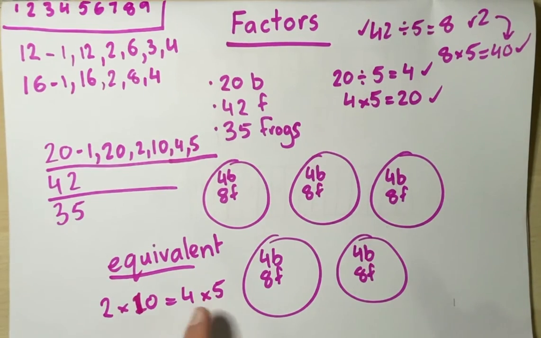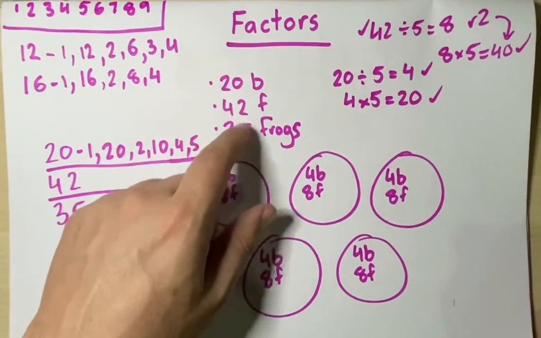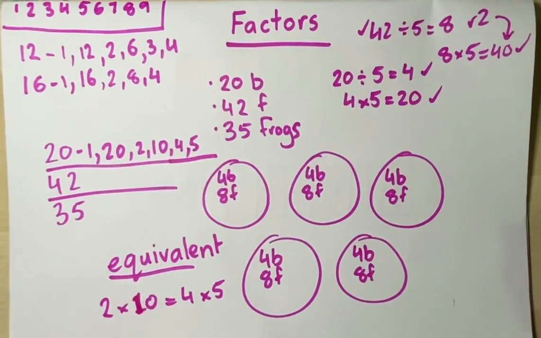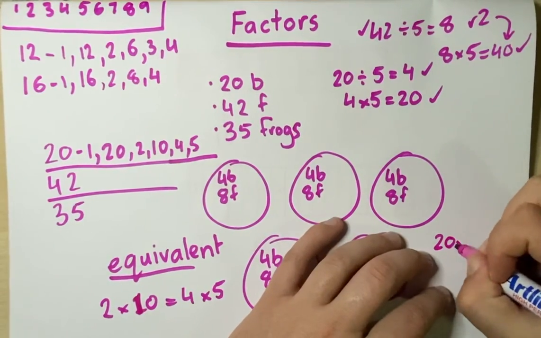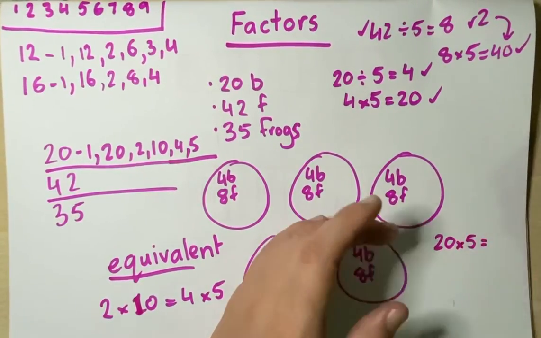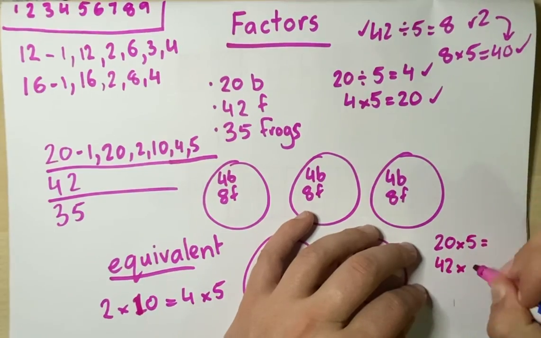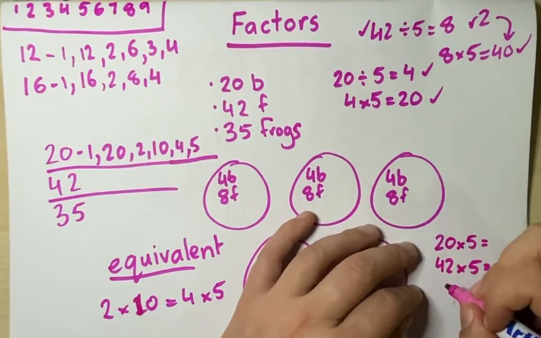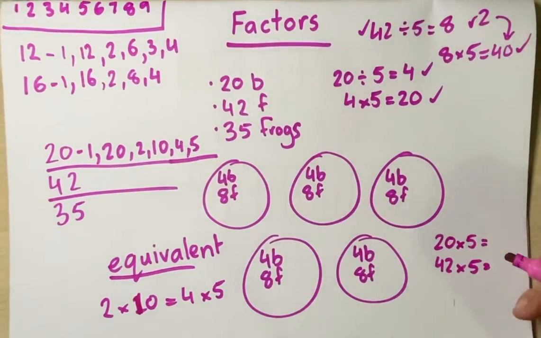Okay. And lastly, it says calculate the cost of all lollies if each lolly costs 5 cents. So you'll just go through each lolly and multiply it by 5. So 20 times 5, what does that equal? 42 times 5, what does that equal? And etc. That's today's lesson.